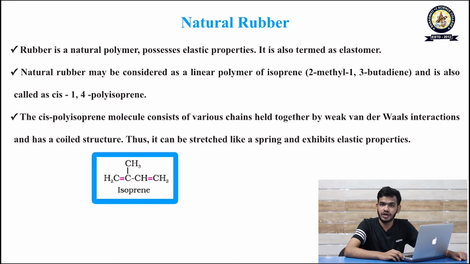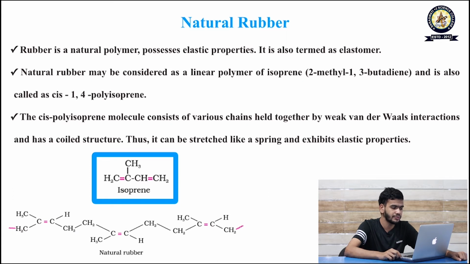So this natural rubber is formed by the polymerization of isoprene, and hence natural rubber is known as polyisoprene. Very specifically, it is known as cis-polyisoprene because of its structure. Here the various chains are held by weak van der Waals forces. Due to these weak van der Waals forces, you can stretch this polymer, and that is why it has these elastic properties.